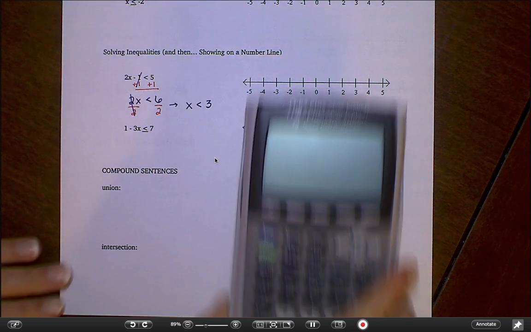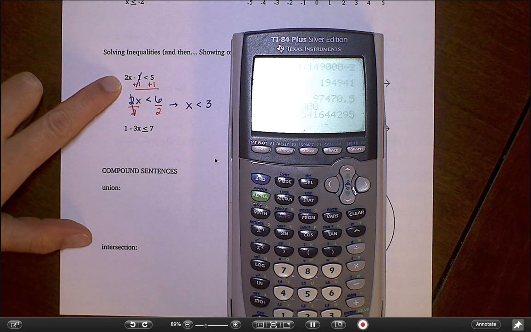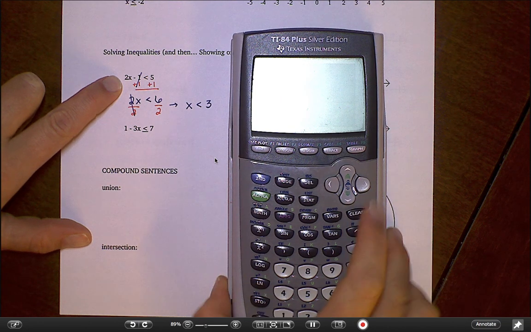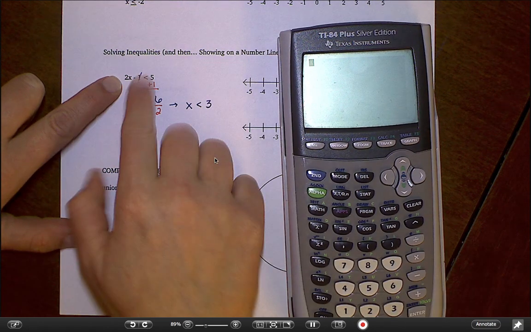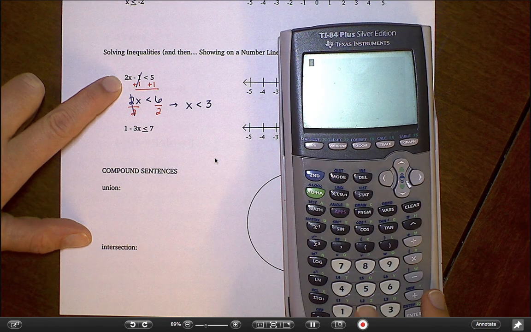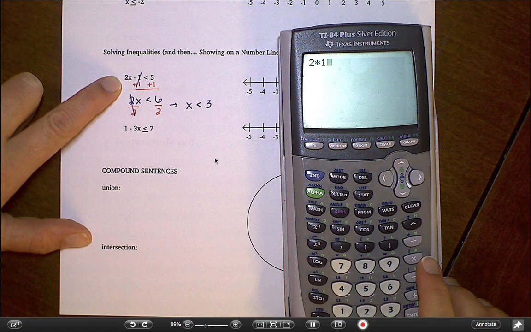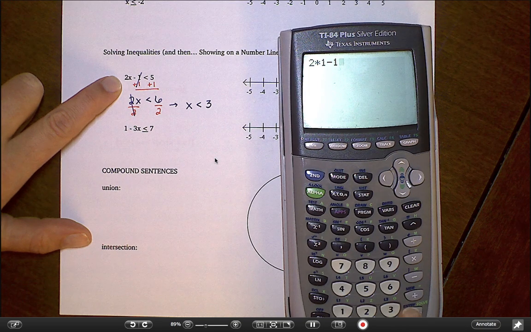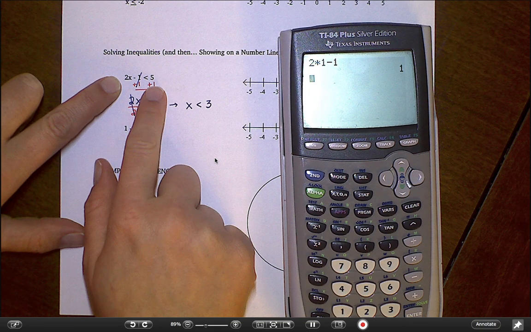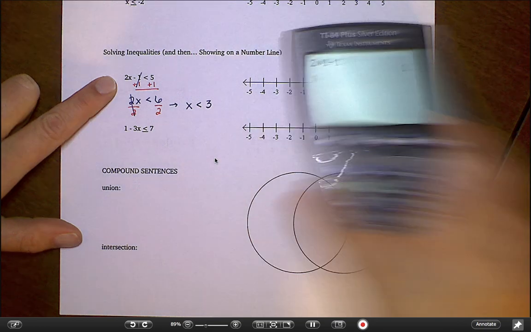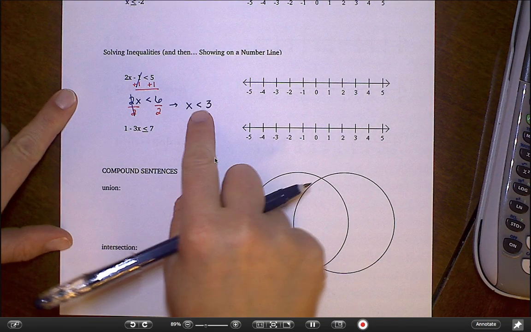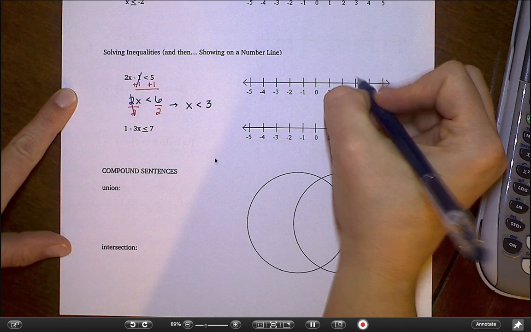Just anything that's smaller than 3, and I'm going to plug it into this 2x minus 1 and make sure that it comes out to be something smaller than 5, because that's what this statement says. So 2 times 1 minus 1, and I want to know, is that smaller than 5? Yes, it is. Okay, so this checks out. This is correct. And so I'm going to use an open circle because there's no equal bar here.